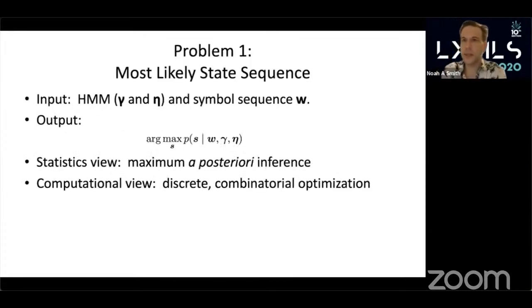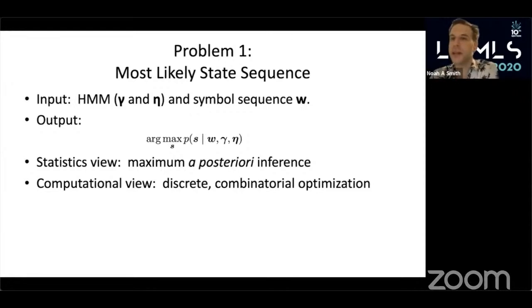Okay, so to be a little bit more formal, the input here is an HMM, which means our probabilities gamma and eta over transitions and emissions respectively. And we get a symbol sequence W. What we want to do is find the S sequence, the state sequence, that is most probable given the words and the model, the HMM. So that's what I've written here in math, the argmax over all possible S of P of S given W, gamma, and eta. In statistics, we call this a maximum a posteriori inference problem.